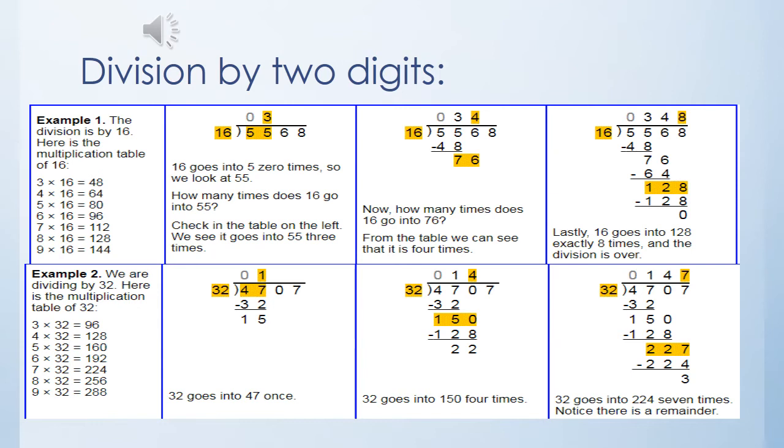Now the division by 2 digits. On your screen there are 2 examples. Example number 1 is 5568 divided by 16. 16 is a 2 digit number. On your screen the table of 16 is written. The first digit of the dividend is 5. You cannot divide 5 by 16, so you will take 2 digits, that is 55.